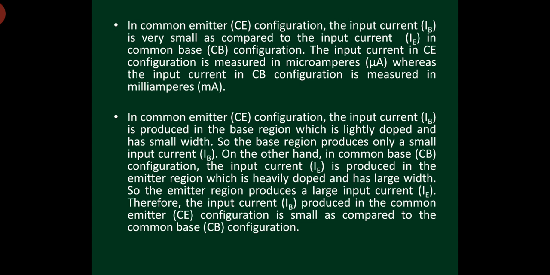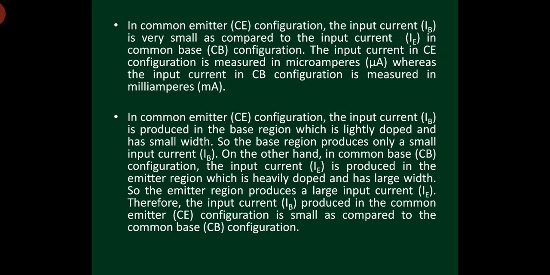On the other hand, let us compare it with common base configuration. The input current IE is produced in the emitter region, which is heavily doped and has large width. So the emitter region produces a large input current IE. Therefore, input current IB in common emitter configuration is small as compared to the input current of common base configuration.